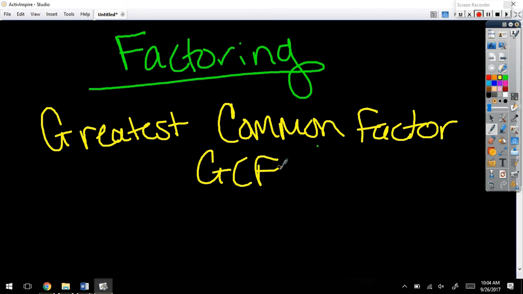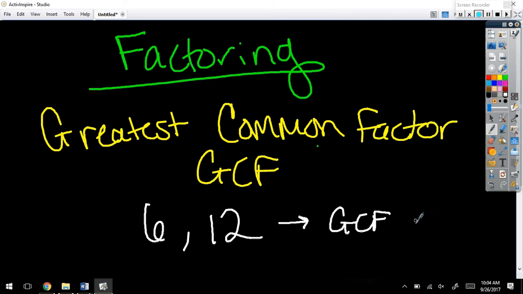Right. So if I gave you two numbers, let's say I gave you 6 and 12, what is the GCF of those two numbers? 6. Does everyone understand why it's 6? Yes, because 6 goes into 6 once and into 12. If you listed out the factors, the factors of 6 are 1, 2, 3, and 6. Do you agree? Yeah, because 1 times 6 equals 6, and 2 times 3 equals 6.